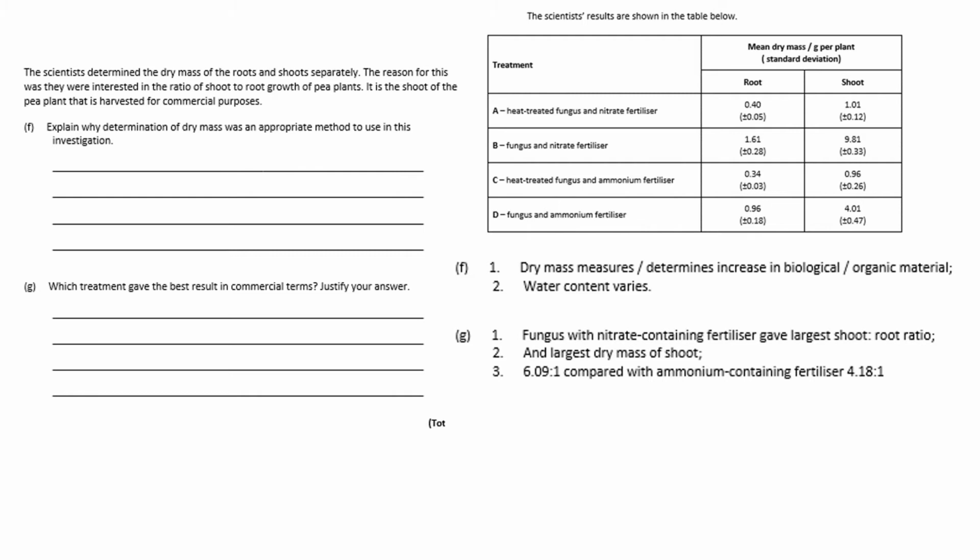So if I saw that shoot to root ratio there, what I would do is very quickly go back to my table. Now, they're obviously looking at which treatment gave the best results. We know that we would want the fungus present, because the fungus obviously increases the growth. Those mycorrhizal fungi are increasing the rate of growth. So we're going to look at B and D. Now, is it the ammonium fertilizer or the nitrate fertilizer that would give the best results commercially?